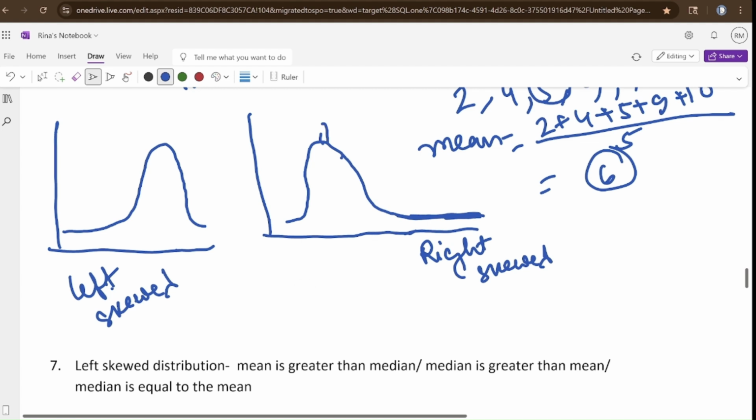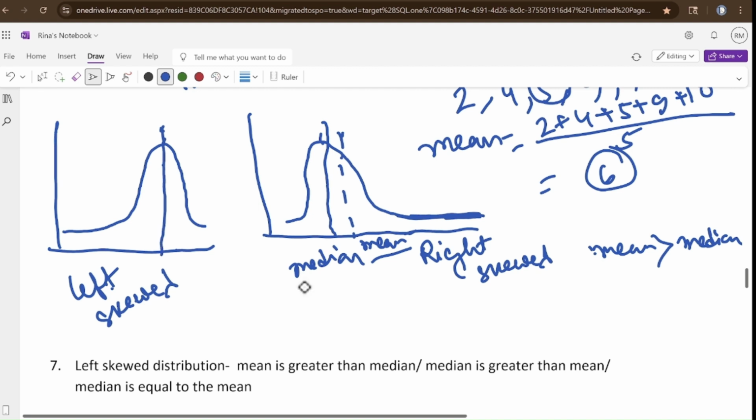So here you can say that if this is median, your mean value will lie somewhere here. So your average value, that is mean value, is greater than median value. But in case of left distribution, your median, let's say this one, but your mean value will lie somewhere here. So here mean is less than median. Okay. This is because of your distribution of the data.